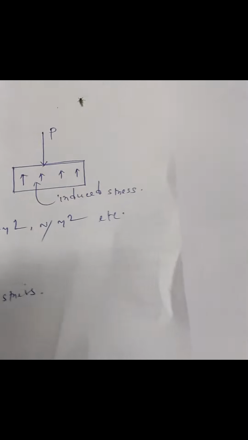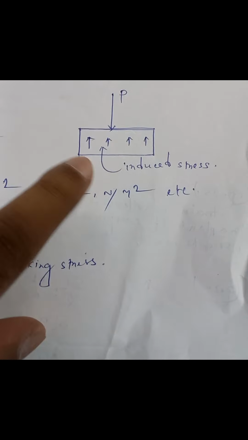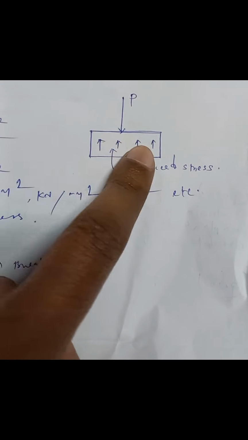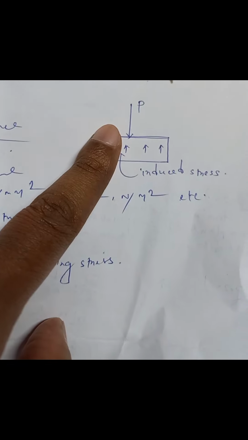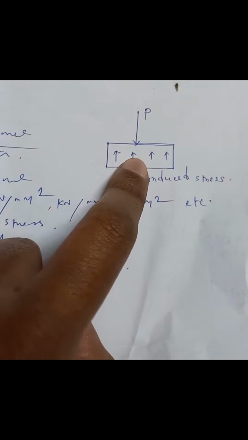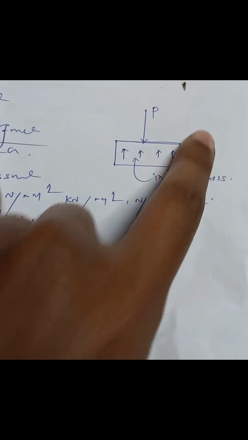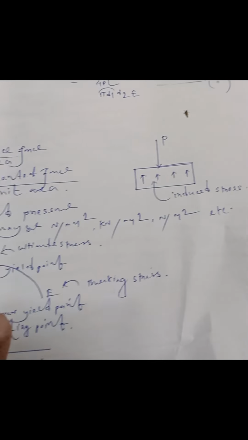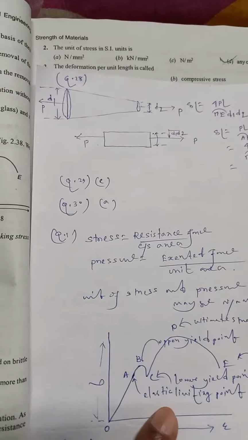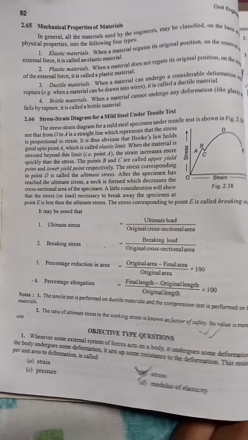In this picture you can see this is the force and this is the body. So this force per this area is the pressure, but this upward reaction force per unit cross sectional area is known as the stress. So this is the difference between pressure and stress. So option B is correct, stress.